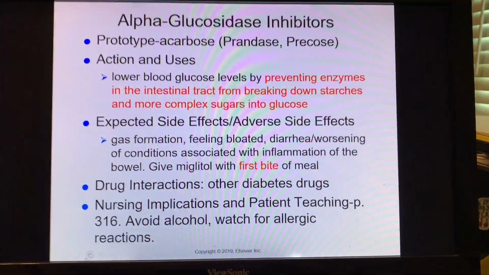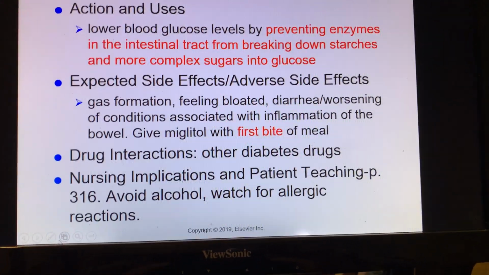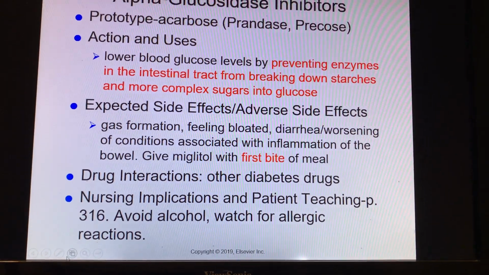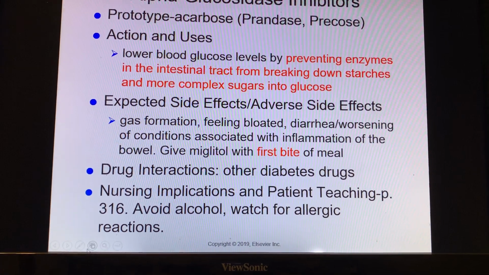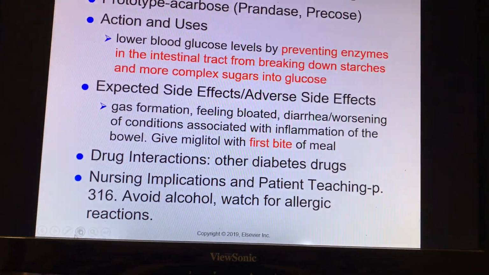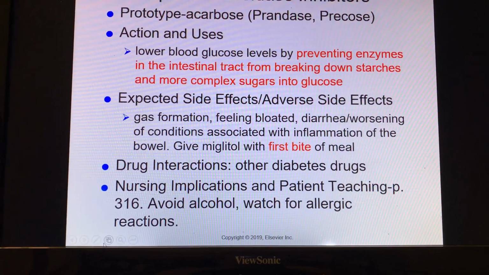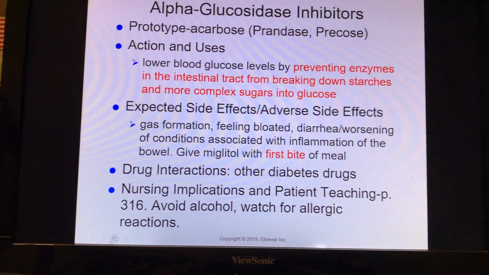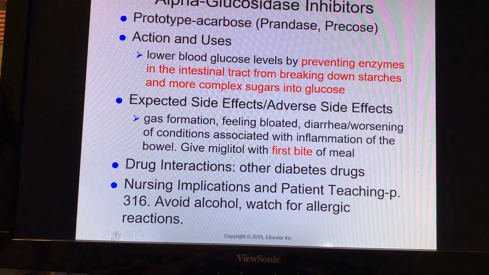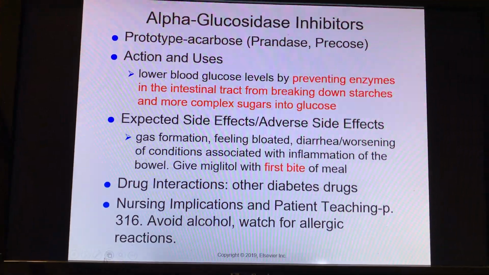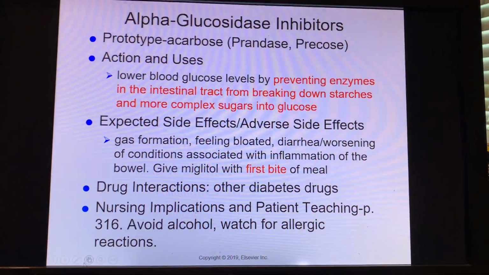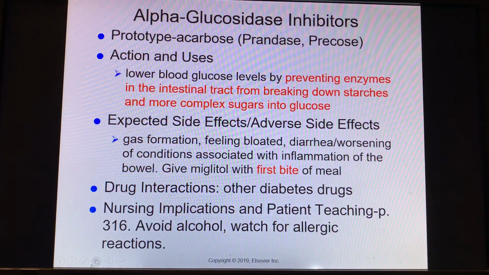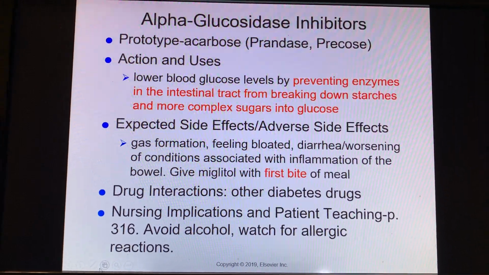Now, of course, because it's working in the GI tract, we can expect to see side effects in the GI tract. Diarrhea, bloating and gas formation, a little bit socially difficult. If somebody has an existing bowel inflammation like Crohn's disease, irritable bowel syndrome, this might make it worse. So people with existing GI problems are really not a good candidate for the alpha glucosidase inhibitors.